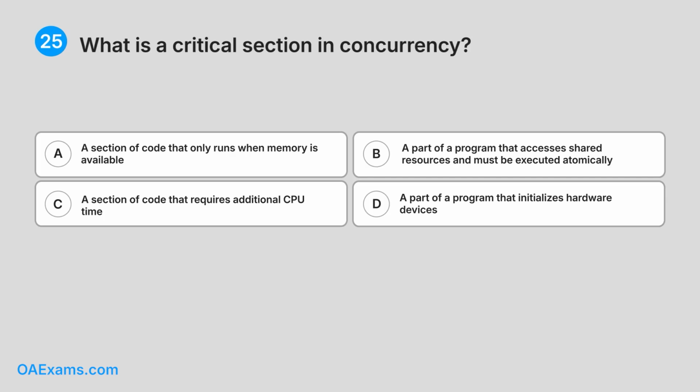A. A section of code that only runs when memory is available. B. A part of a program that accesses shared resources and must be executed atomically. C. A section of code that requires additional CPU time. D. A part of a program that initializes hardware devices. Can you guess the answer?